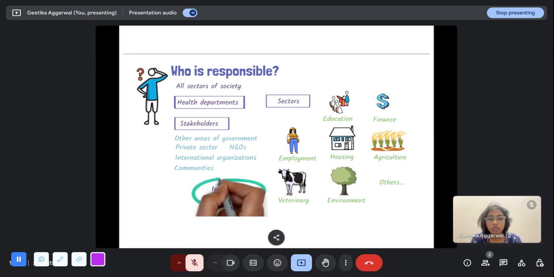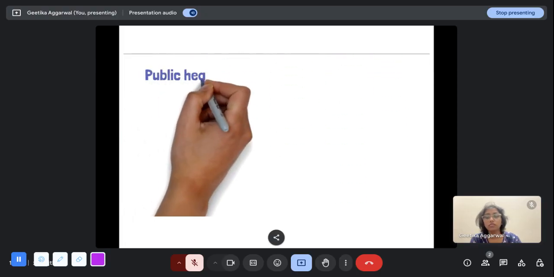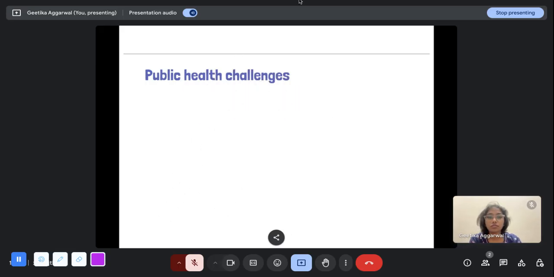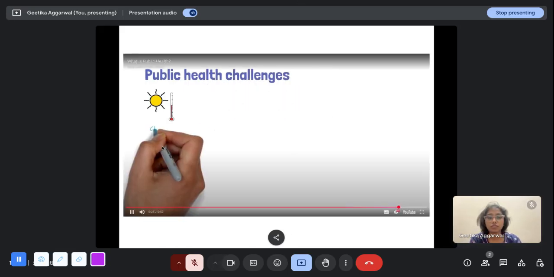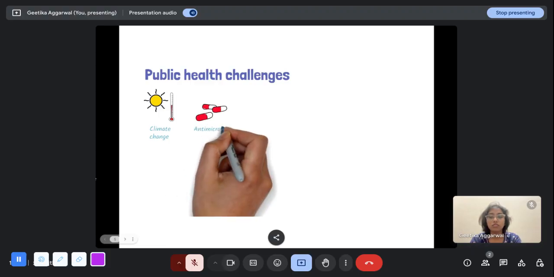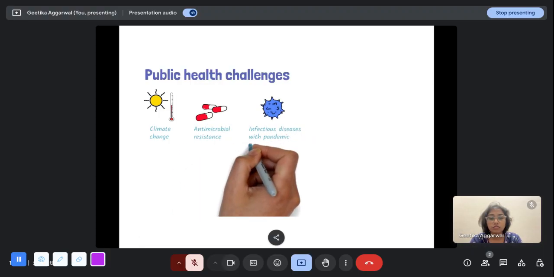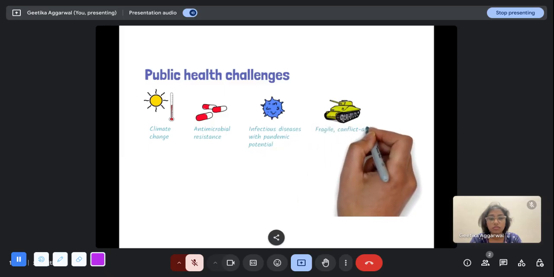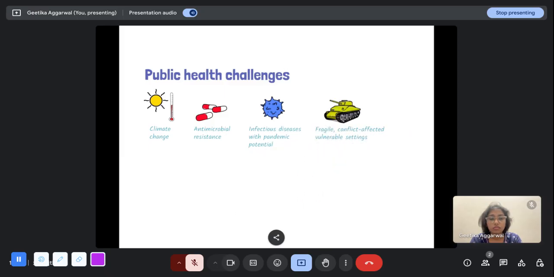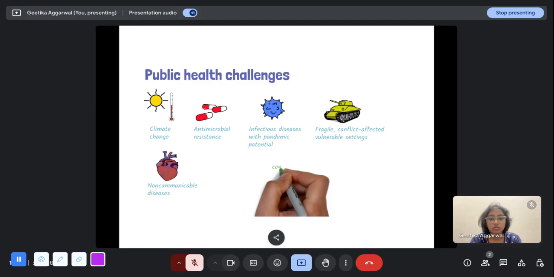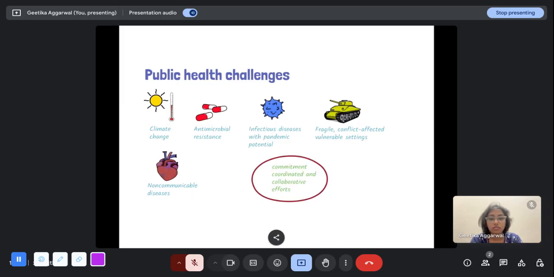health of the public. While public health has made significant strides, several ongoing challenges continue to pose serious threats to health. These include climate change, antimicrobial resistance, the emergence and spread of infectious diseases with pandemic potential, healthcare in fragile, conflict-affected, and vulnerable settings, as well as the increasing burden of non-communicable diseases. Addressing these challenges will require commitment and the coordinated and collaborative efforts of all sectors of society.